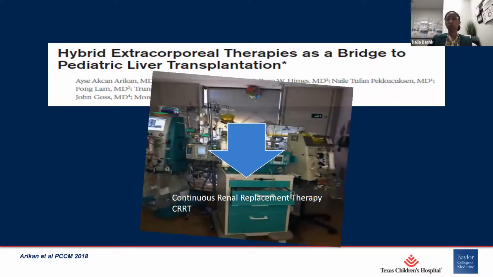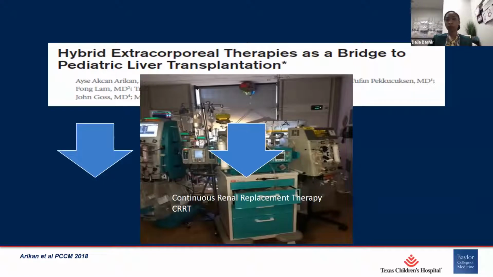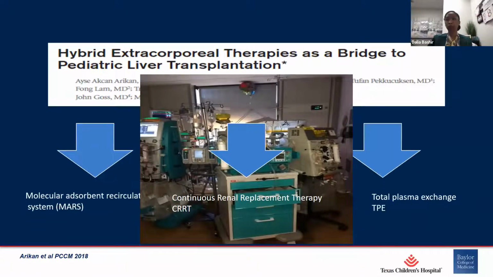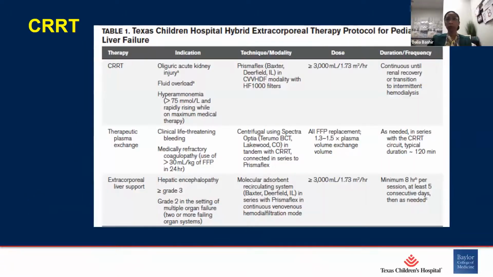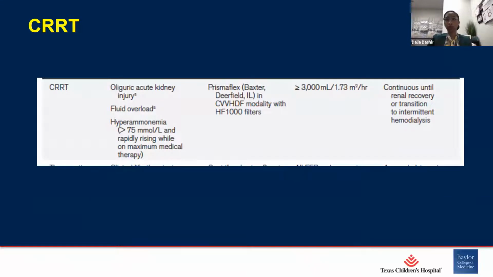In our institution, we use a hybrid approach, and I'll talk about this a little bit. We use renal replacement therapy, total plasma exchange, and molecular adsorbent recirculating system as a liver support system. So we use our CRRT for our oliguric acute kidney injury or fluid overload, or to manage our hyperammonemia. And this is just high-flux renal replacement therapy at a dose of about 3,000 mL per 1.73 meters squared per hour clearance.